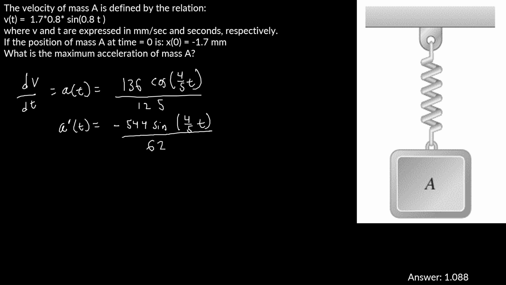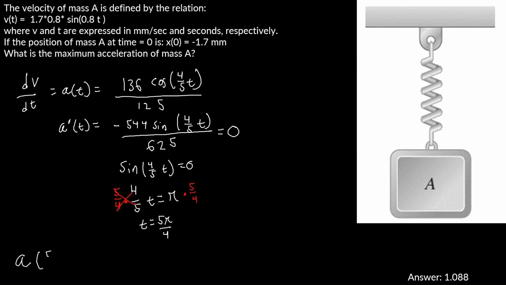Setting the derivative of acceleration equal to 0 will give us the t value where acceleration is maximum. When we evaluate, we get that the t value is 5 pi over 4. Plugging 5 pi over 4 into the acceleration equation, we get an approximate 1.088.